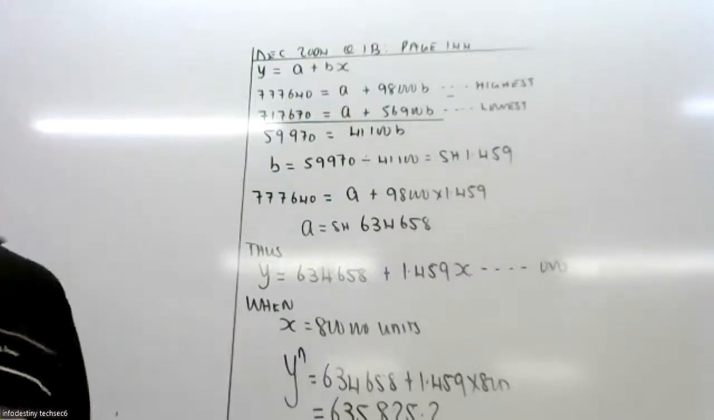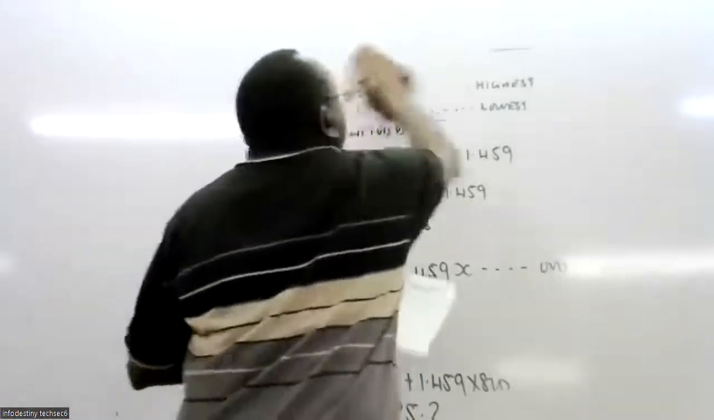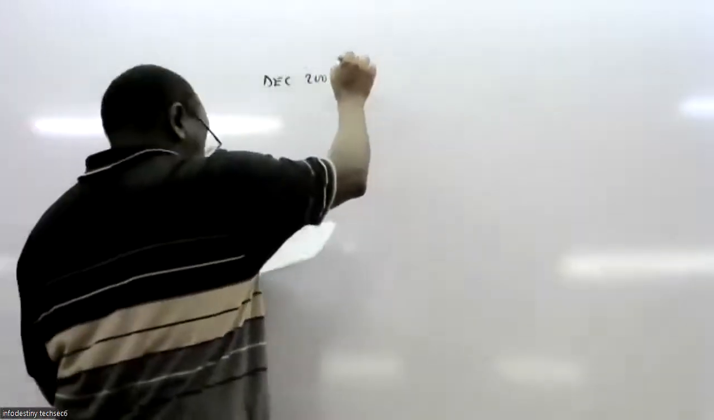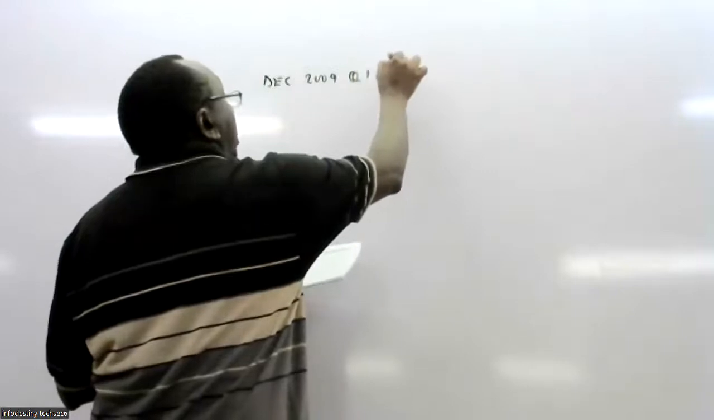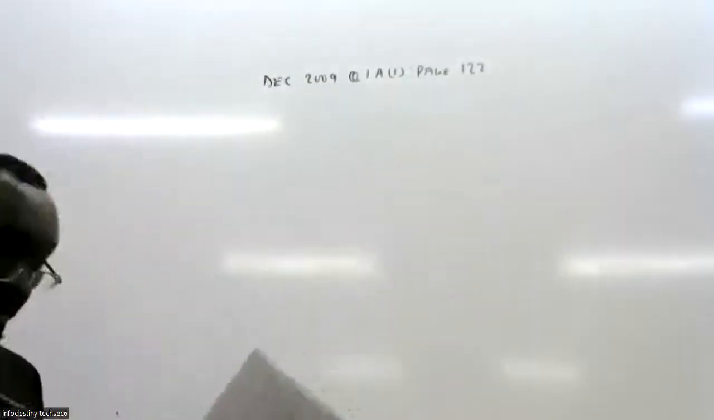This one is from December 2009, question 1A, Roman 1, on page 122. Machine hours are your X and the electricity expense is your Y. So just develop the equation using the high-low method. Let me see. We find it like we found the other one.